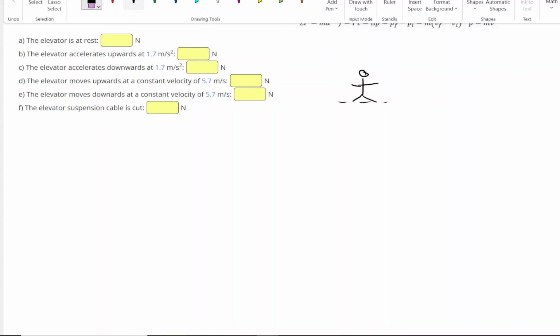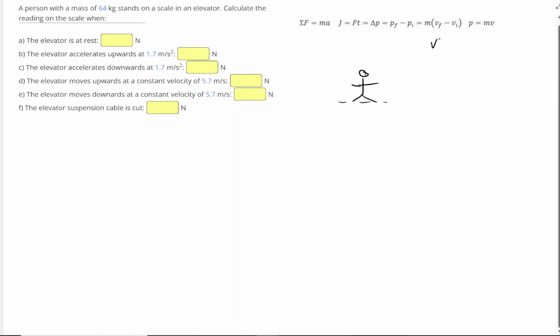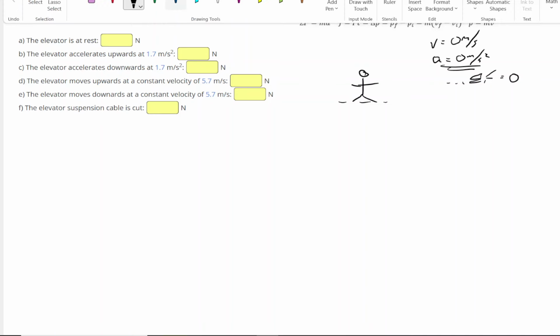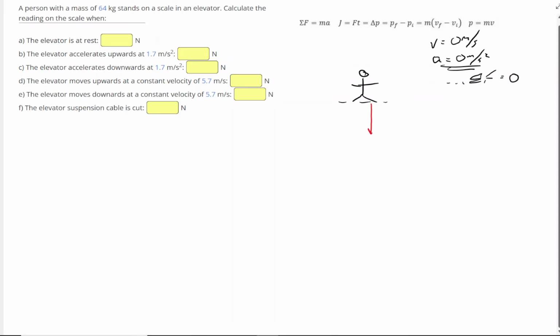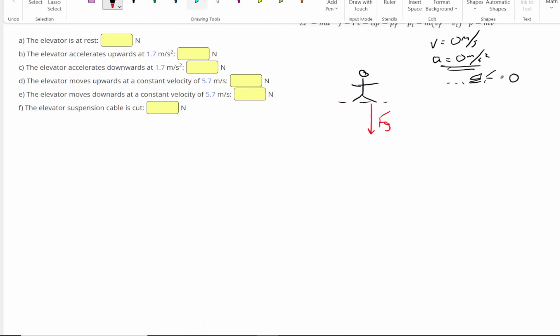And if that elevator is not moving, we would say that the velocity is 0. More importantly, the acceleration is 0. Right? When the acceleration is 0, we know that the net force, or the sum of all forces, is also 0. And that's going to inform how we're going to draw our arrows on the free body diagram. So I'm always going to start, I'm going to draw the force of gravity, Fg. And since this person is not accelerating, they're at rest, then we know that there must be another force that's balancing them out. Well, that's the surface pushing back.